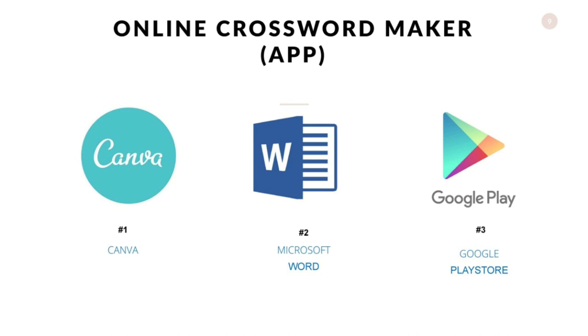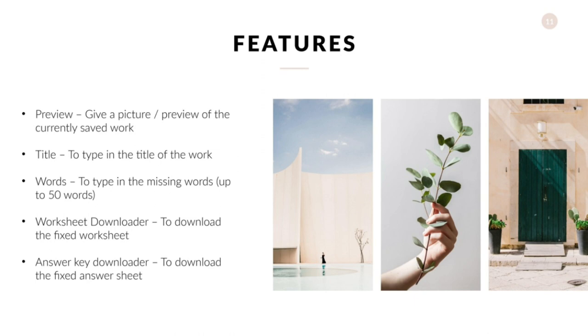For today's workshop, we are going to use the www.education.com/generator/crossword. So, here are the features of the website. First, preview. It gives us a picture or preview of the currently saved work. Second, title. You can type in the title of your work here. Third, words. You can type in the missing words here, up to 50 words.